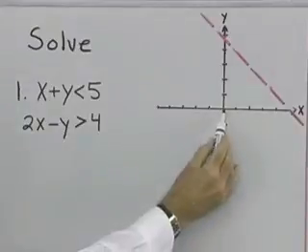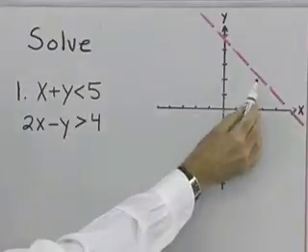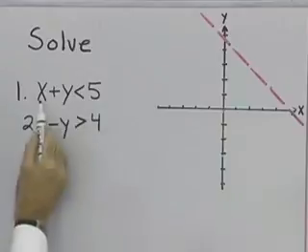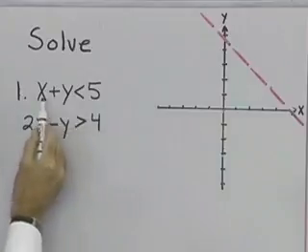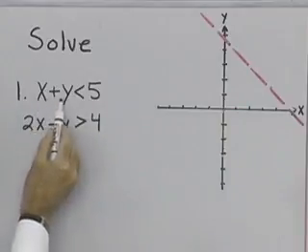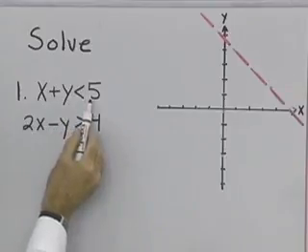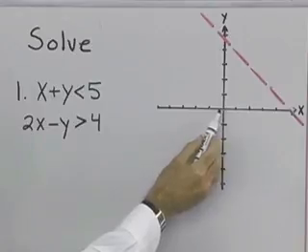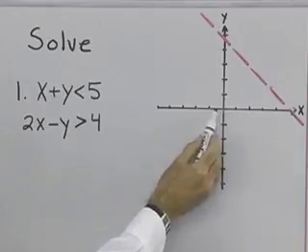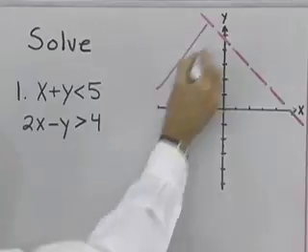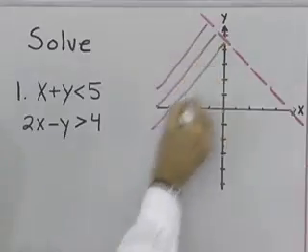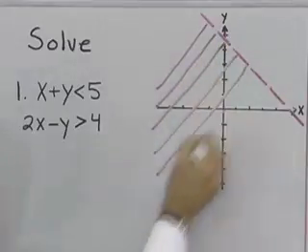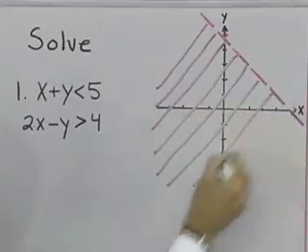Now I see that the origin is away from the boundary, so I'll test the origin (0, 0) in my original inequality. x equals 0, y equals 0, then 0 plus 0 is 0, which is less than 5. That's a true statement. So I know that my test point, the origin, lies on the solution set side of the boundary. So I know that inequality is all the ordered pairs below the boundary line, and it looks like this.